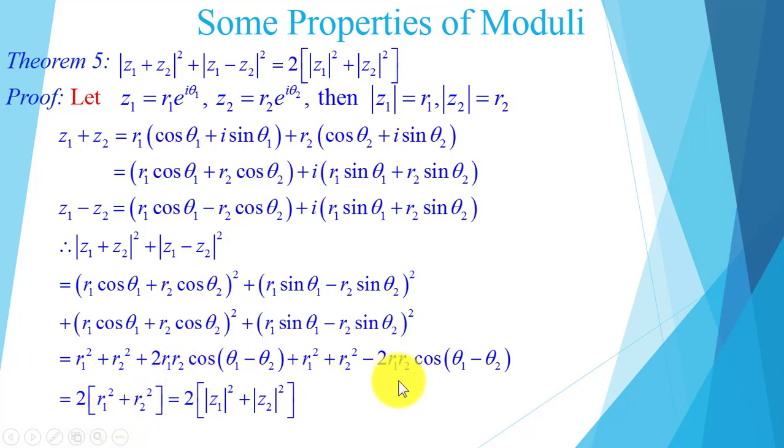This term and this term vanish, which is equal to 2 times (r1 square plus r2 square), which is equal to 2 times (modulus z1 square plus modulus z2 square). Therefore, modulus z1 plus z2 whole square plus modulus z1 minus z2 whole square is equal to 2 times (modulus z1 square plus modulus z2 square).